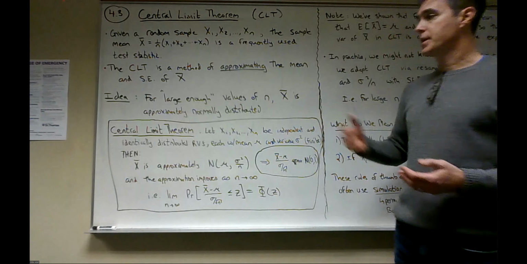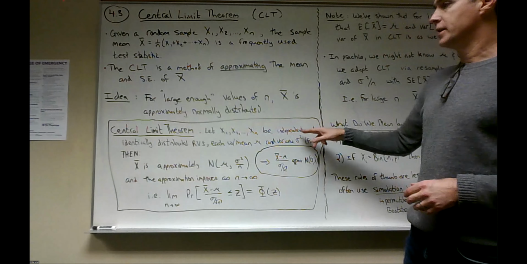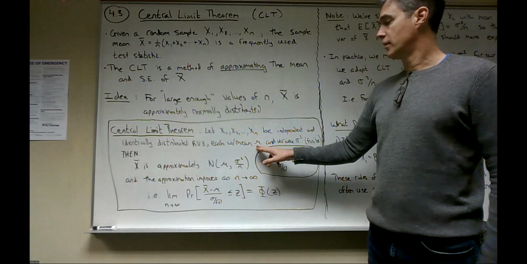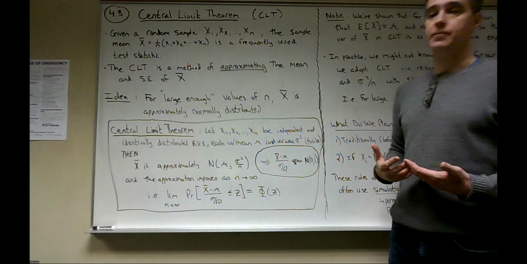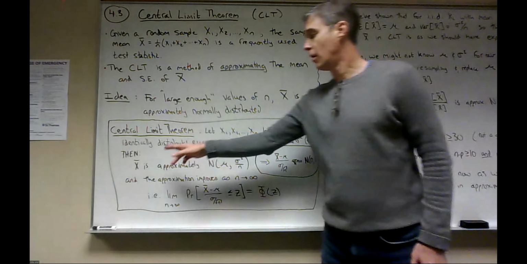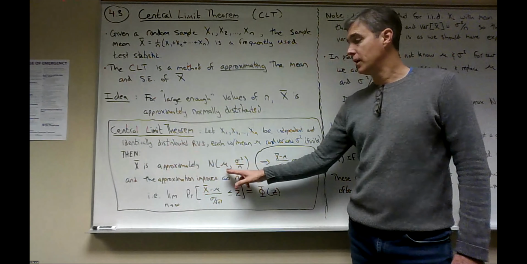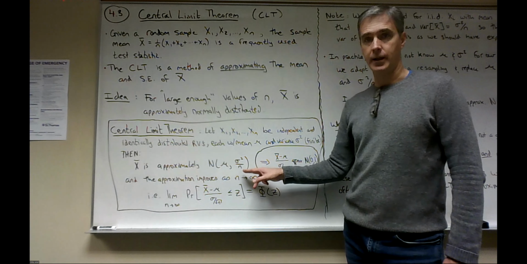All right, so statement of the central limit theorem. We've got x1 up through xn. They're independent and identically distributed random variables, each sharing the mean mu and the variance sigma squared. And we need that variance to be finite. Then the outcome is x bar is approximately normally distributed, and the mean is still mu and the variance is sigma squared over n.